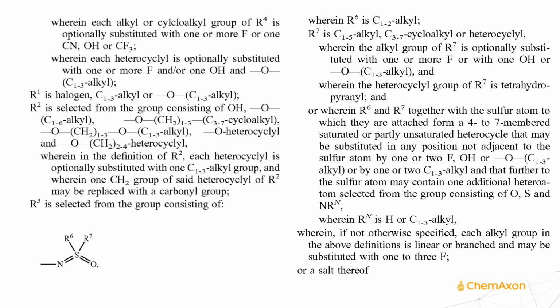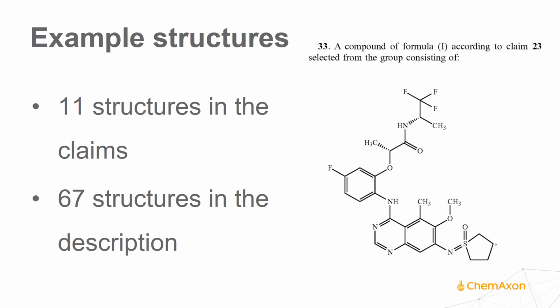So I don't want you to read the full claim and understand it, I just want to give you an example in this case, and show you the complexity of a simple claim. And as you can see, if you check the document, it contains 11 defined structures in the claim, besides the Markush structure, and it contains 67 structures in the description as examples. And here is an example, it's starting to claim 33.